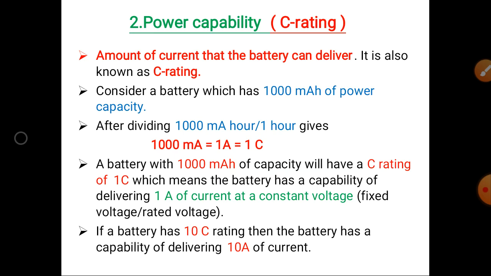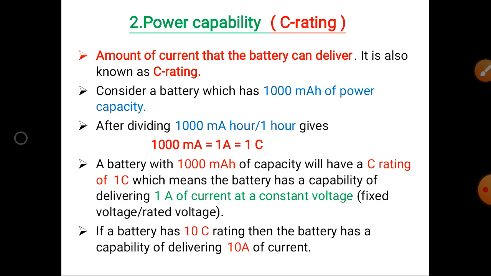So the power capability, whereas the previous one is the power capacity, right? That is the milliampere hour provided by the battery, the amount of current provided for a particular number of hours, which is represented by power capacity. Here the power capability means the amount of current that the battery can deliver for 1 hour, and that is represented by C rating.